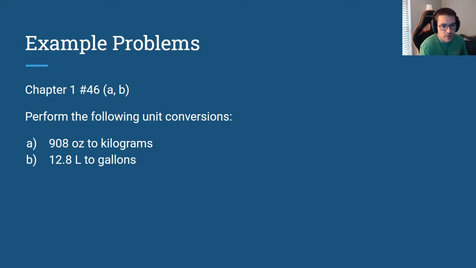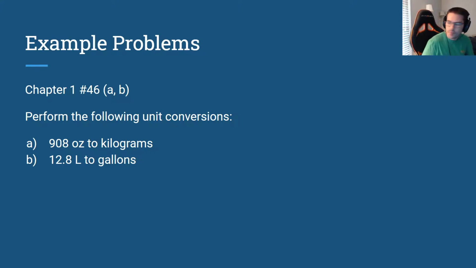This is actually one of the problems that I'm going to have you do for the homework assignment, but it's just the first 2 parts, A and B. I think there's like A through F or something, so you can skip the first 2, or you can include these in your homework assignment. It doesn't really matter to me, but let's look at this.